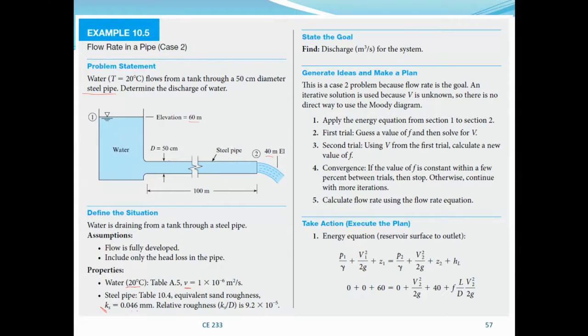To find the discharge, we need to apply the energy equation for the two sections to evaluate the head loss. Here the pressure is atmospheric at points 1 and 2, so they cancel out. The velocity at point 1 is negligible compared to the velocity at point 2, and we can find the velocity at point 2 from the elevations Z1 and Z2, which we know, and this head loss formula, which is the frictional head loss.